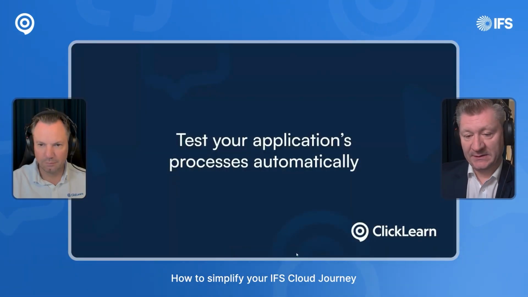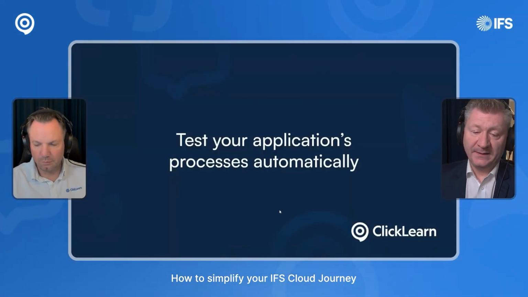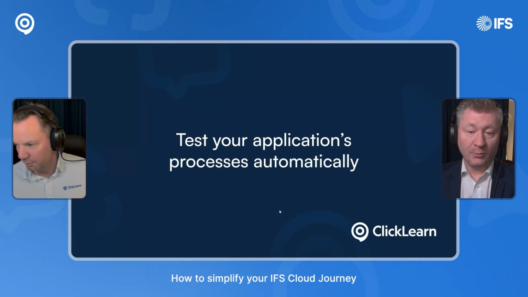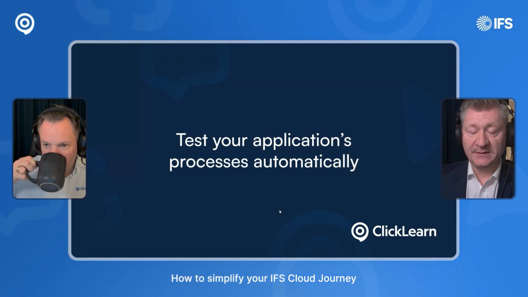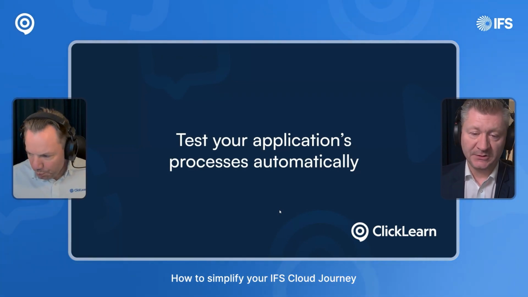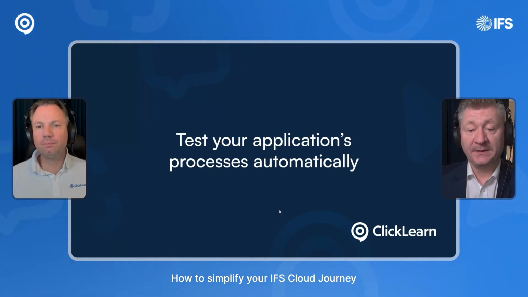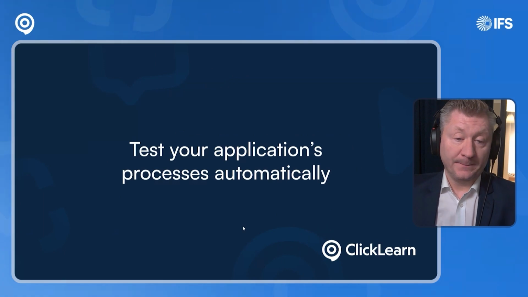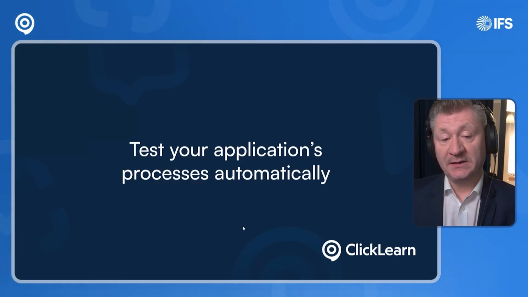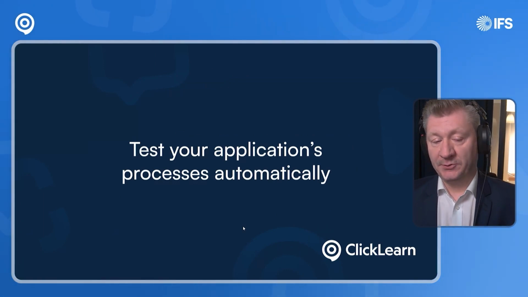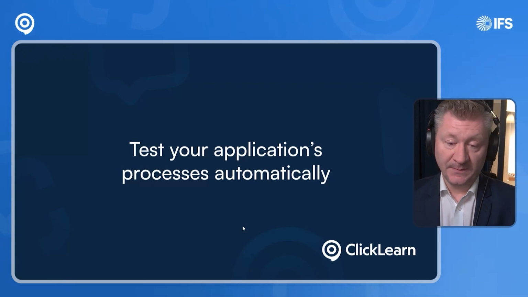One other interesting capability that I will be touching very briefly on is an advanced functionality that we've had for a very long time. It is automated process testing. ClickLearn records and, when recording, recognizes the different areas and fields in the application. We also have replay functionality that understands differences between versions and changes in your environment. This allows us to deliver testing capabilities, so you can test your application's processes automatically.